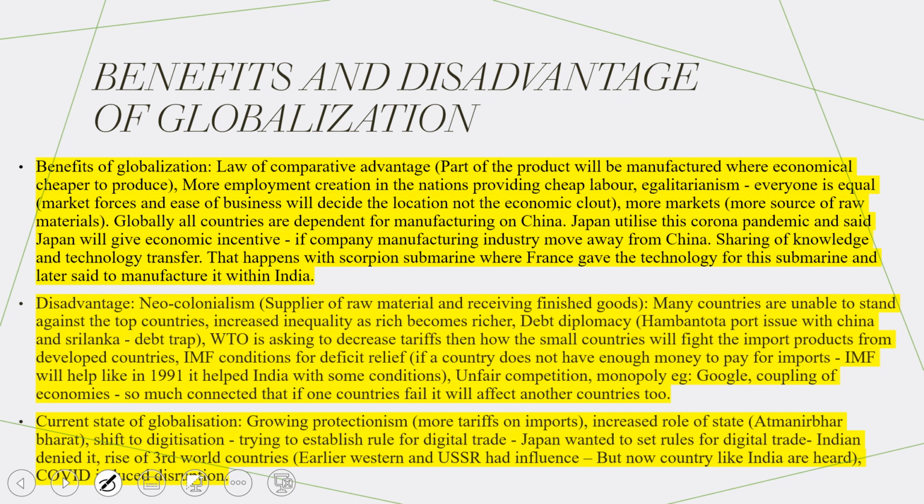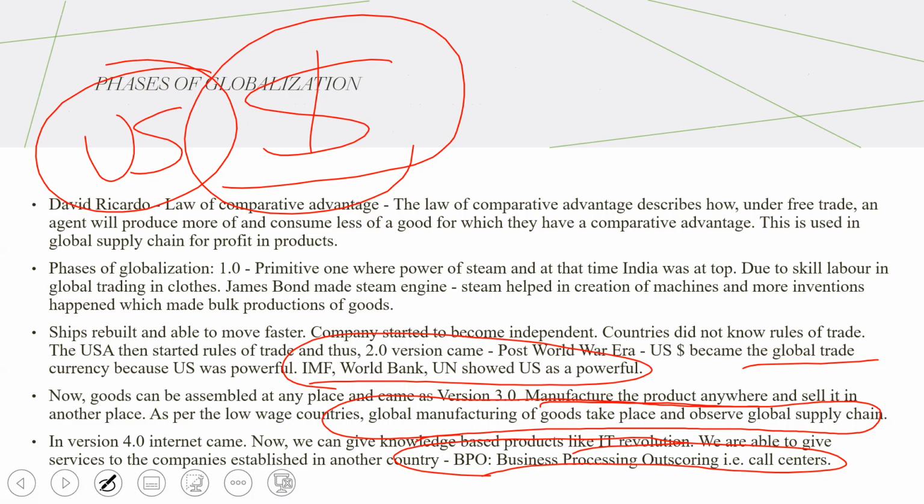Okay. So what are the benefits and disadvantages of globalization? First we will see the benefits of globalization. The law of comparative advantage: you can take a product from another country where you are getting cheap products. For example, cotton taken from Egypt, buttons from Bangladesh, and selling the product in Japan by Chanel. So the parts of the product will be manufactured where it is economically cheaper to produce. Okay, that is something called the law of comparative advantage. Who gave that law? David Ricardo.